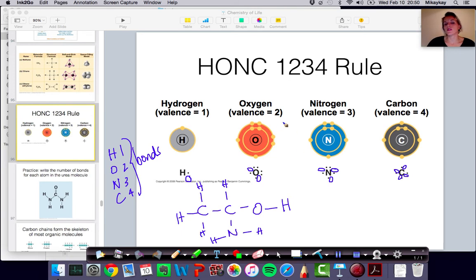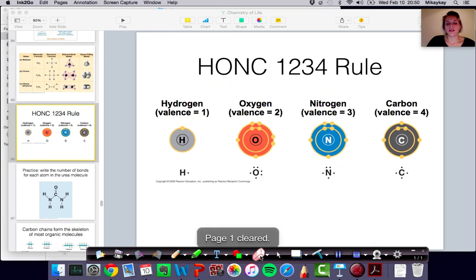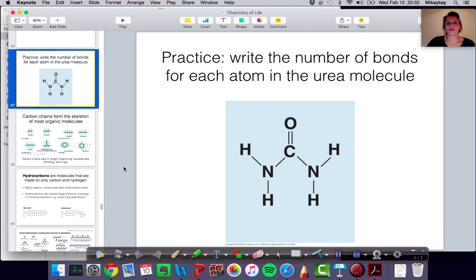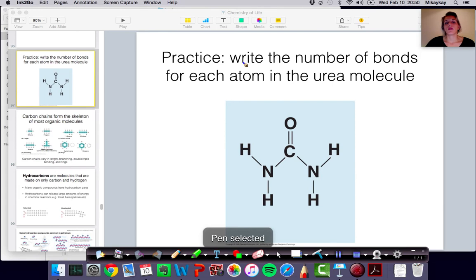And they always will want to follow this HONC 1, 2, 3, 4 rule, which has to do with the valence electrons. So we can look at an example of a molecule that you might be remembering from your chemistry classes, because I think you guys did some experiments with it, or will do if you haven't yet. And we can practice numbering the bonds that are at each atom. So thinking about how many bonds each atom has.